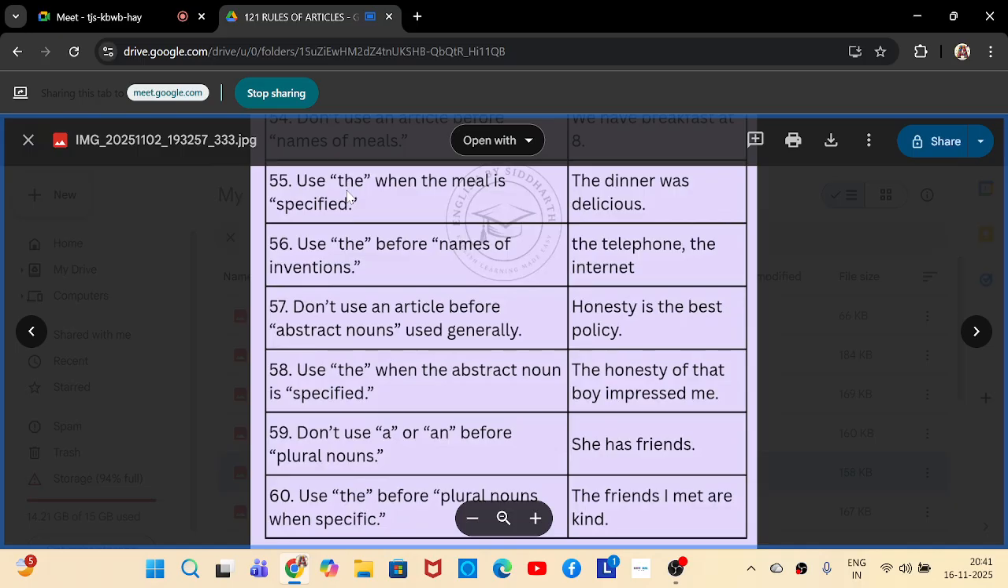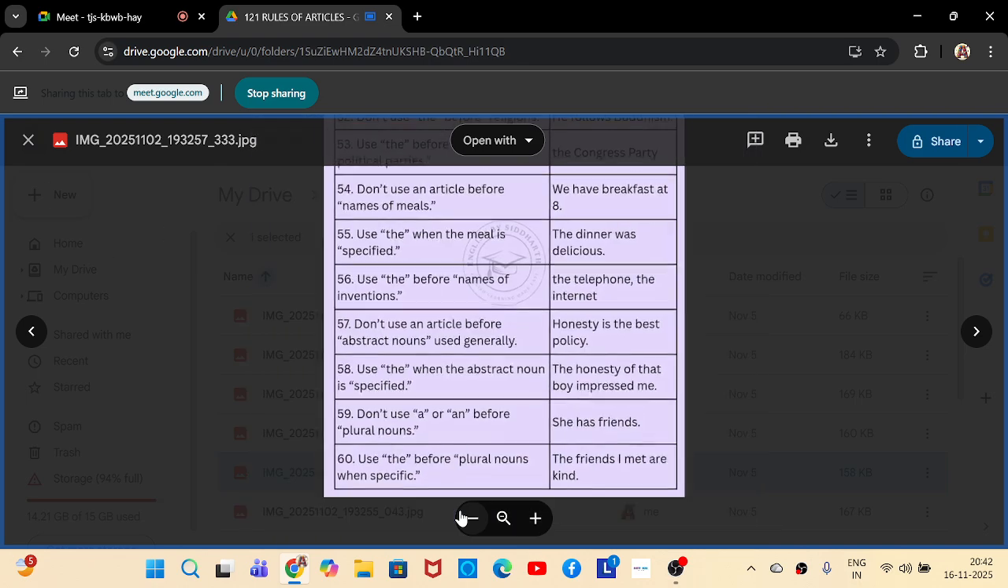She has friends. I want the 60th one. The friends I met are kind. The friends I met are kind. So I am speaking about a specific group of friends. The friends I met are kind. So I am very particular about it. So the friends I met are kind. Okay. Any doubts from 51 to 60?